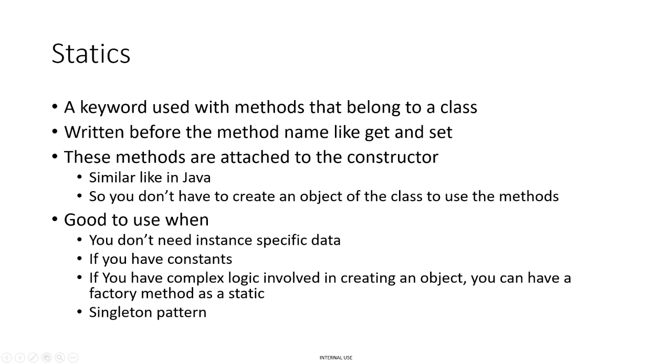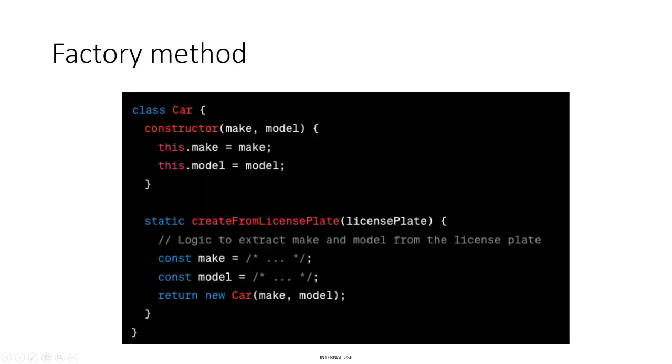It's good to use when you don't need instance-specific data. Good to use when you need a constant. Or if you have complex logic involved in creating an object, you can have a factory method set as a static to then create an object. This is called like the factory pattern. Or you can use static methods as just a singleton pattern to create just one instance of that class. So there's specific uses for this. You're not going to want to use it all the time, but there's some specific uses for it.